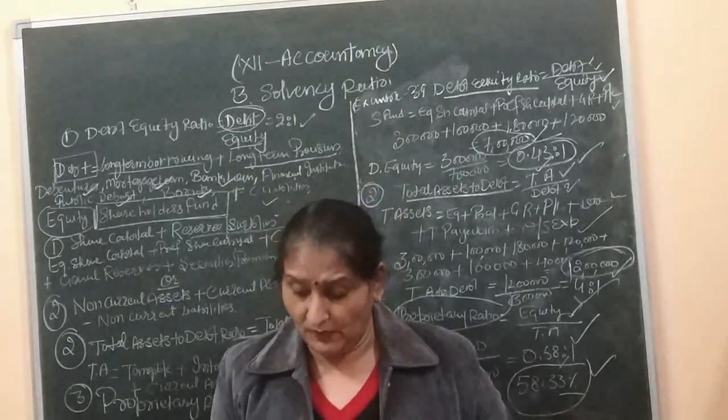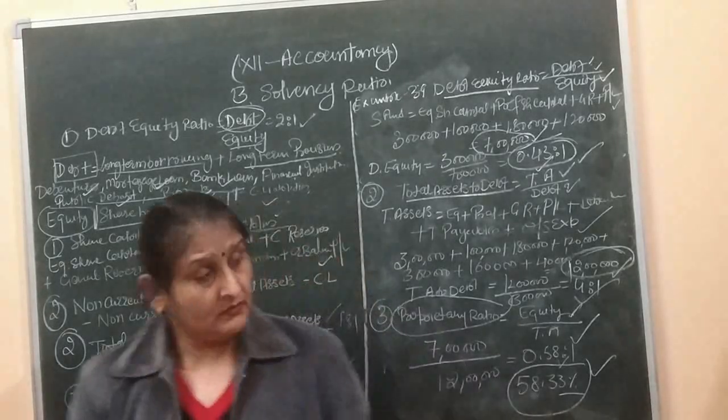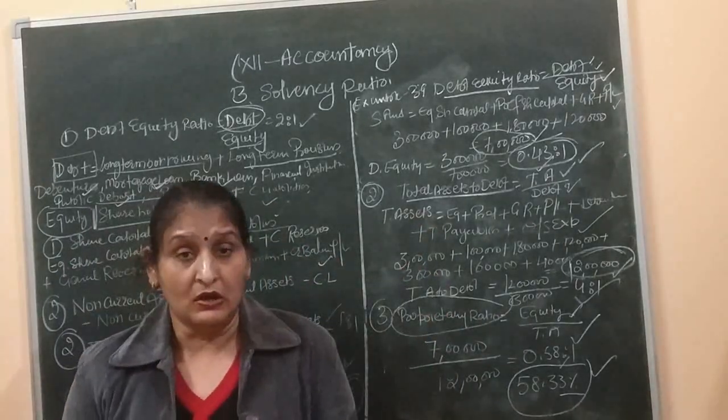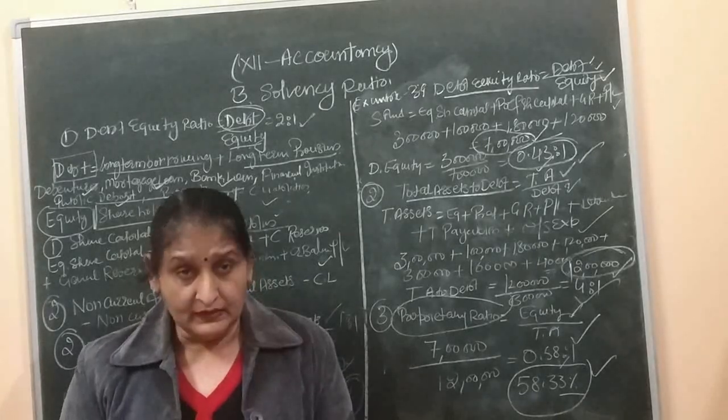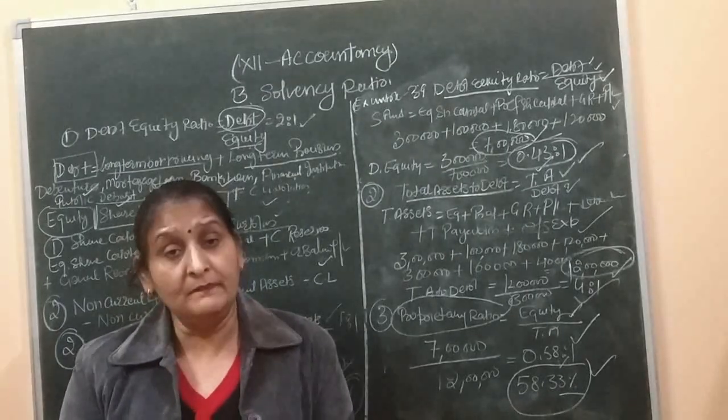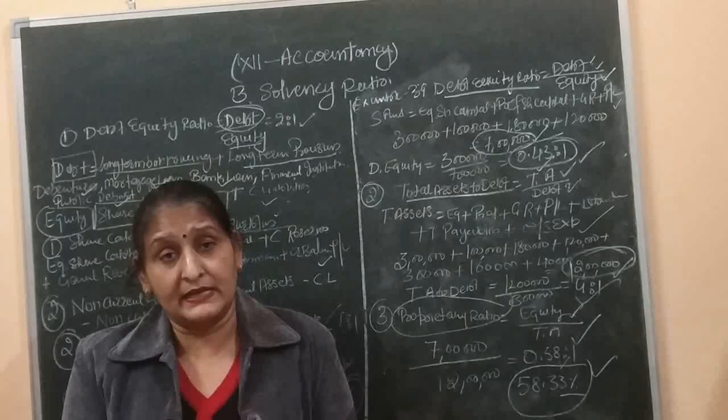So students, these were the three ratios of the second category, solvency ratios, in which we did debt equity, total assets to debt and proprietary ratio. Right? So with this example we can understand all the three ratios, and the interest coverage ratio will be explained in the next video. Thank you.